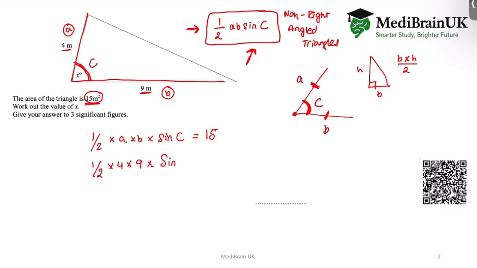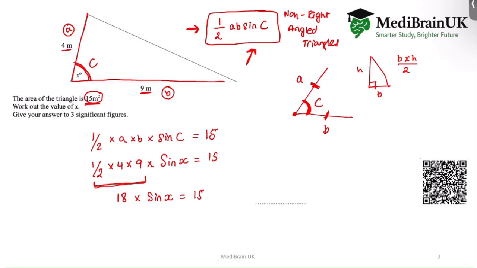We don't know what C is. C is x. So we're just going to say sine x. And we know that that is equal to 15. Now we want x to be by itself. At the moment, it's not by itself. At the moment, it's got all these other numbers along with it. Okay, so what we're going to do is we're going to do a half times 4 times 9. We can type that into our calculator. So a half times 4 times 9 gives you 18. So you have 18 times sine x, and that's equal to 15. And then you want sine x to be by itself. At the moment, it's being multiplied by 18.